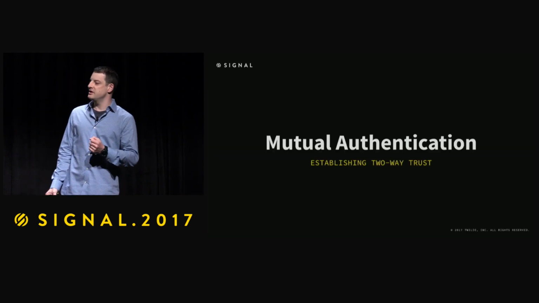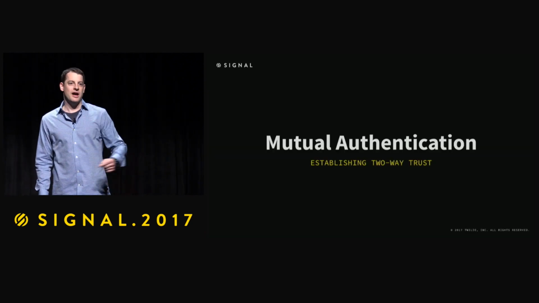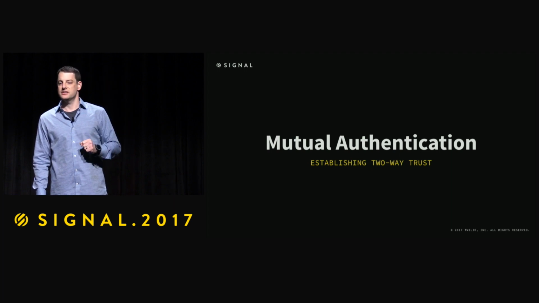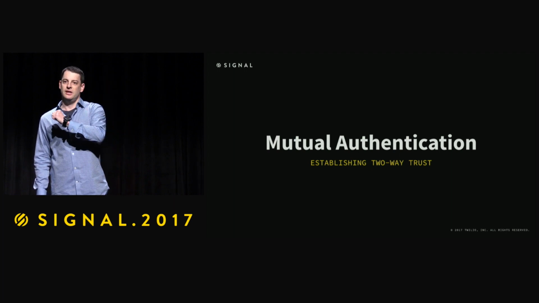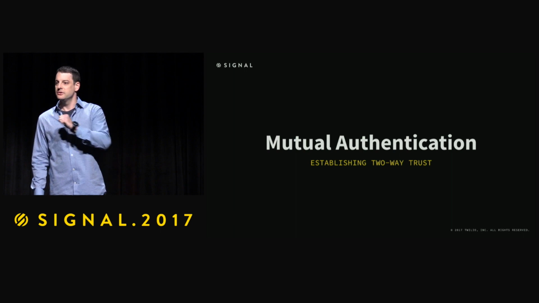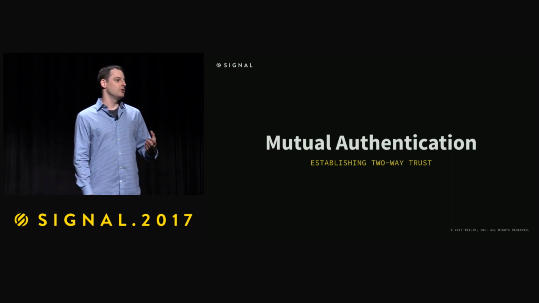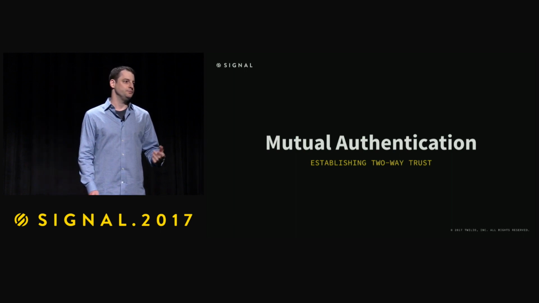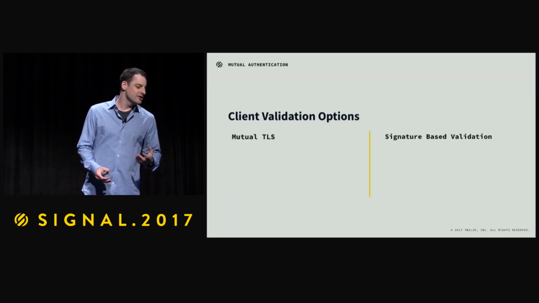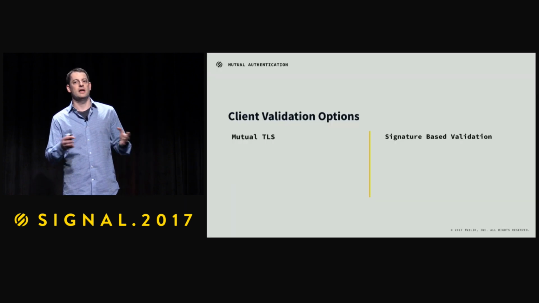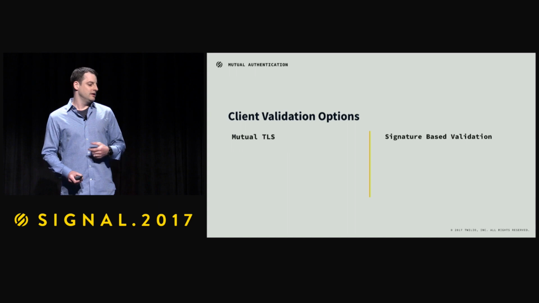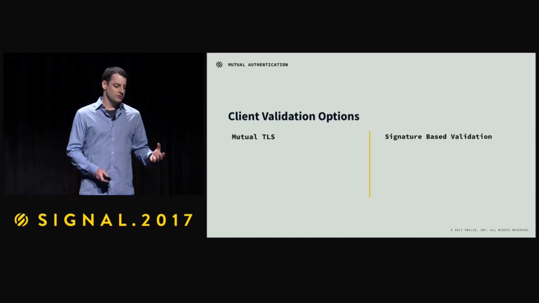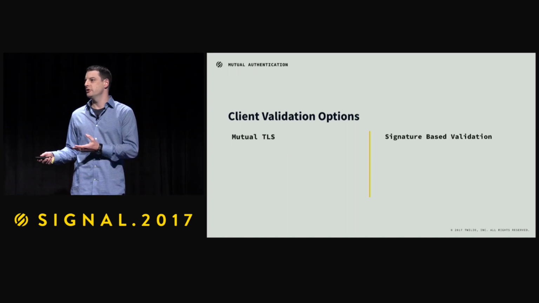Now, if you want to go one step further and go back to the goal that we discussed earlier, and we want to establish that trust from the server to the client, then we need to go to something called mutual authentication. And there's basically two ways in which you can do that. You can go down the route of mutual TLS or a signature-based validation approach.